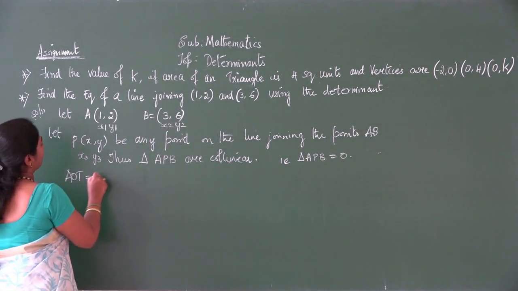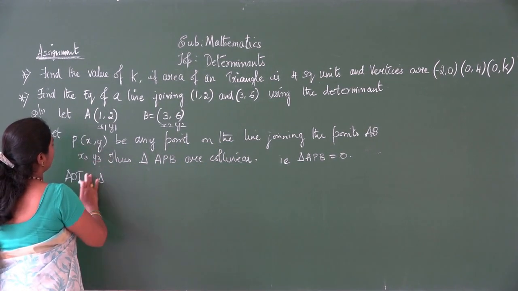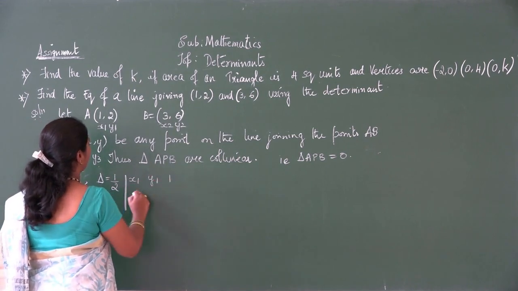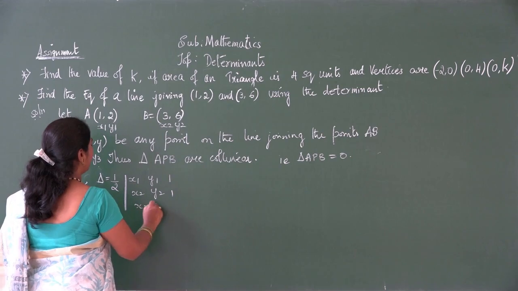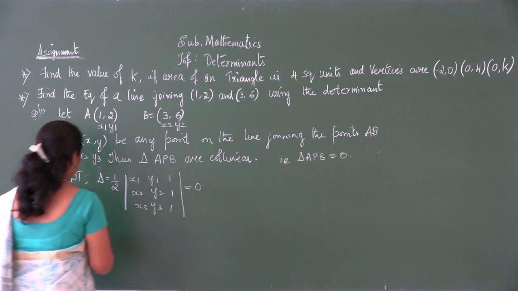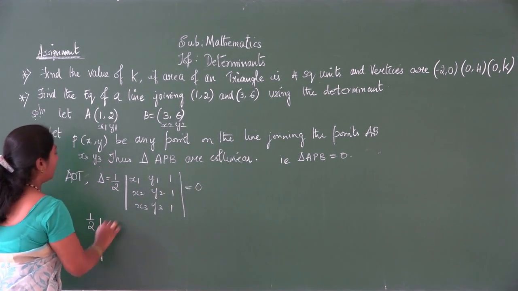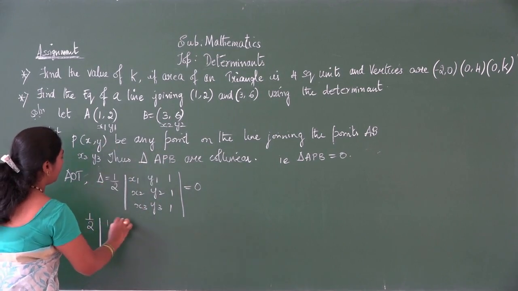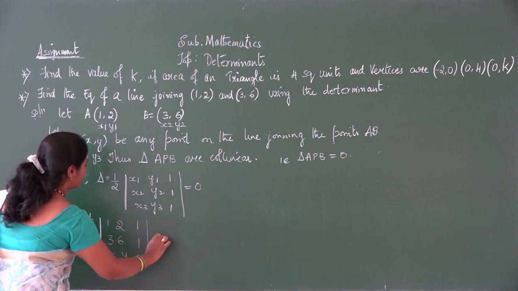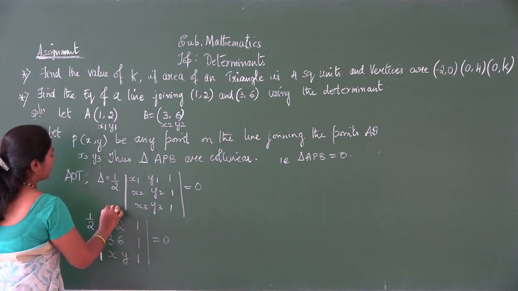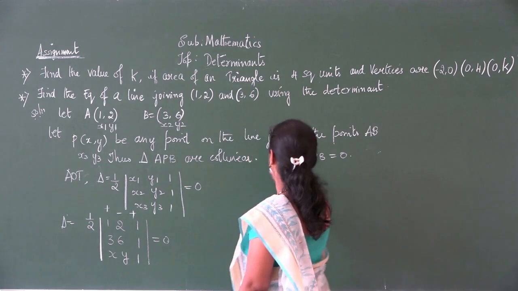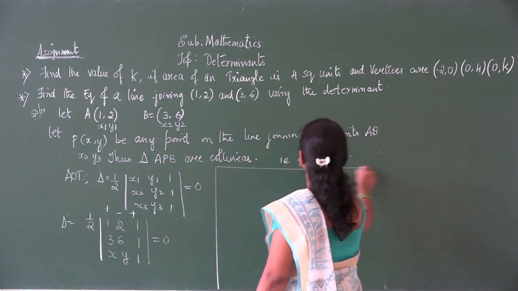Therefore, rewriting it, the area of a triangle is given by delta equal to half into the determinant of x1, y1, 1, x2, y2, 1, x3, y3, 1 equal to what? 0. Why is it 0? Because it is collinear. So, this can be written as half into the determinant of, what is x1, y1? 1, 2, 1, 3, 6, 1, x, y, 1, which is equal to 0. Signs associated will be plus, minus and plus. When we expand the determinant, what do we get?